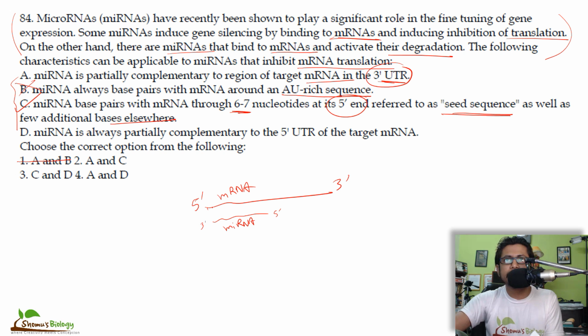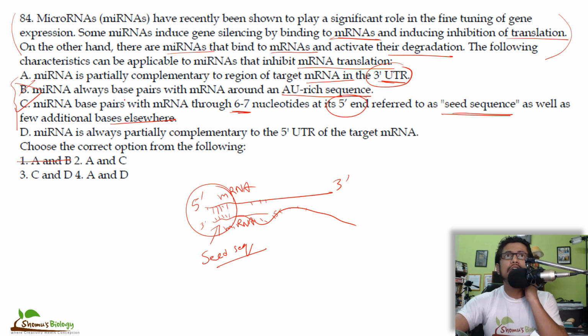Now the interaction in the 5' region is known as the seed sequence that is present there, okay? And there is no further interaction, no further binding. So those regions are free without any interaction, because the miRNA is not 100% complementary to the mRNA, but it is more complementary in the 5' region. So the first statement, miRNA is partially complementary to the target mRNA in the 3' UTR, is false. They are more complementary to the mRNA in the 5' UTR rather than the 3' UTR. So A is also false.